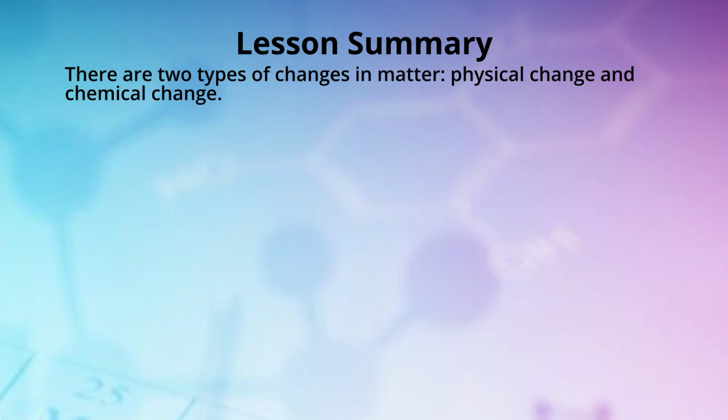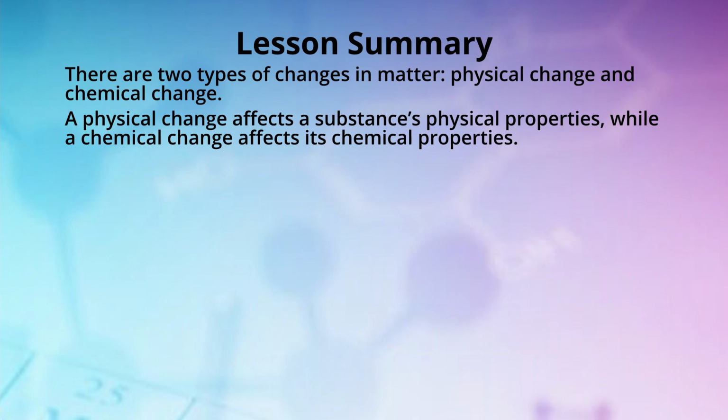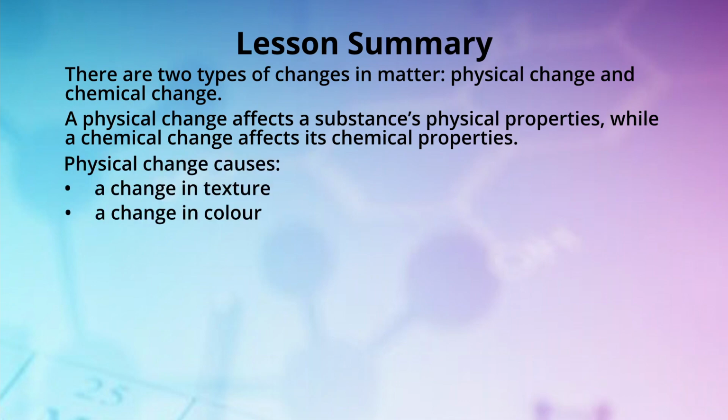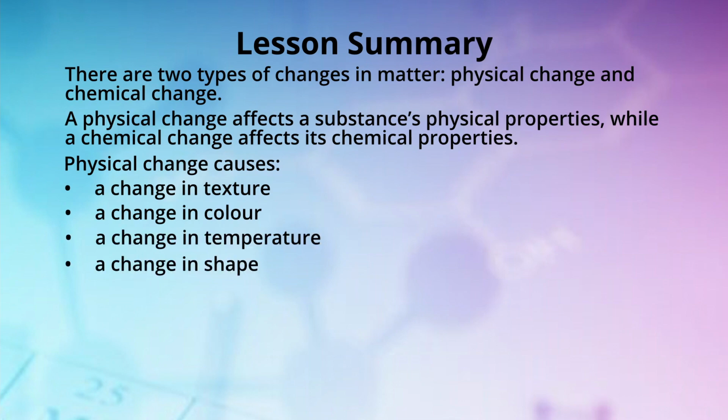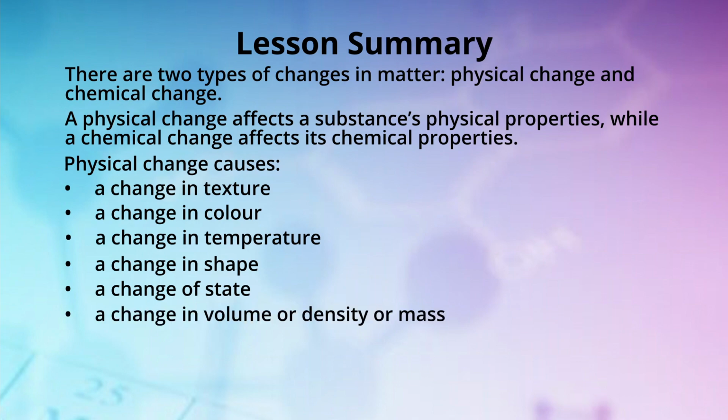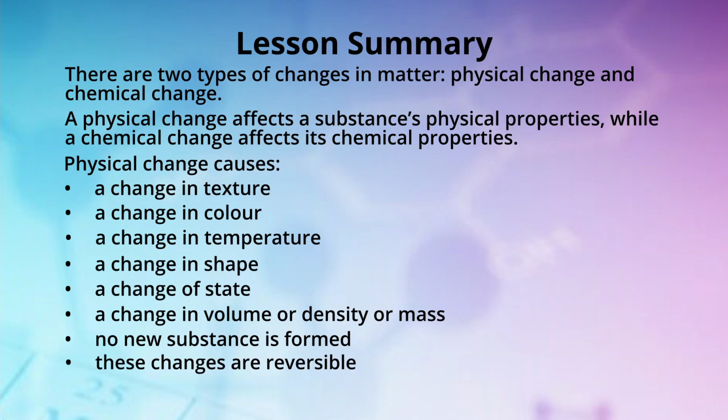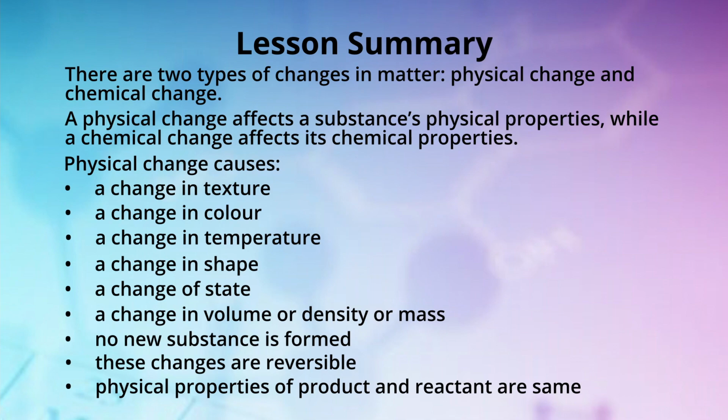Now that we have come to the end of the lesson, let's summarize what we have learned today. There are two types of changes in matter: physical change and chemical change. A physical change affects a substance's physical properties, while a chemical change affects its chemical properties. Physical change causes a change in texture, a change in color, a change in temperature, a change in shape, a change of state, a change in volume or density or mass. No new substance is formed. These changes are reversible. Physical properties of product and reactant are the same.